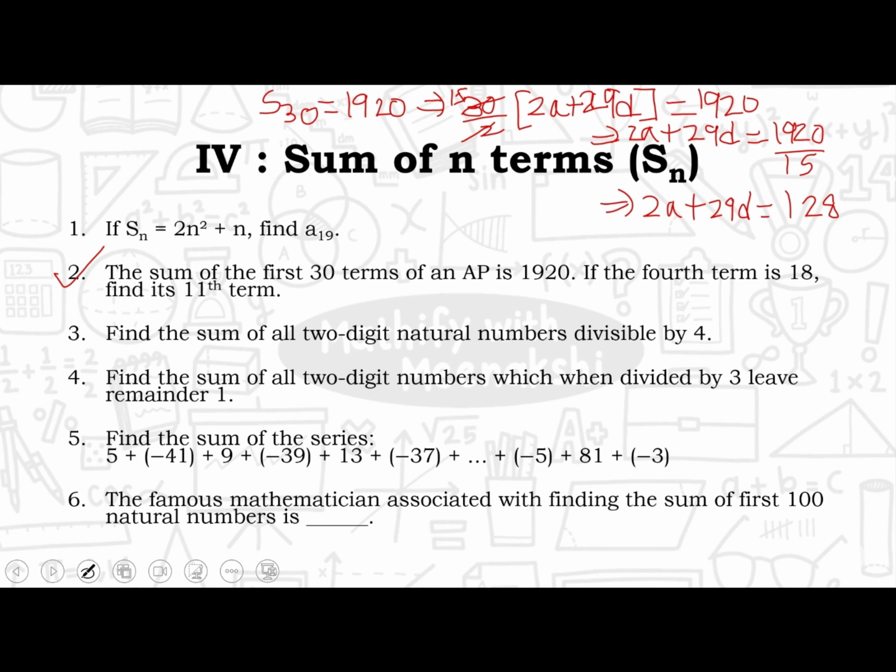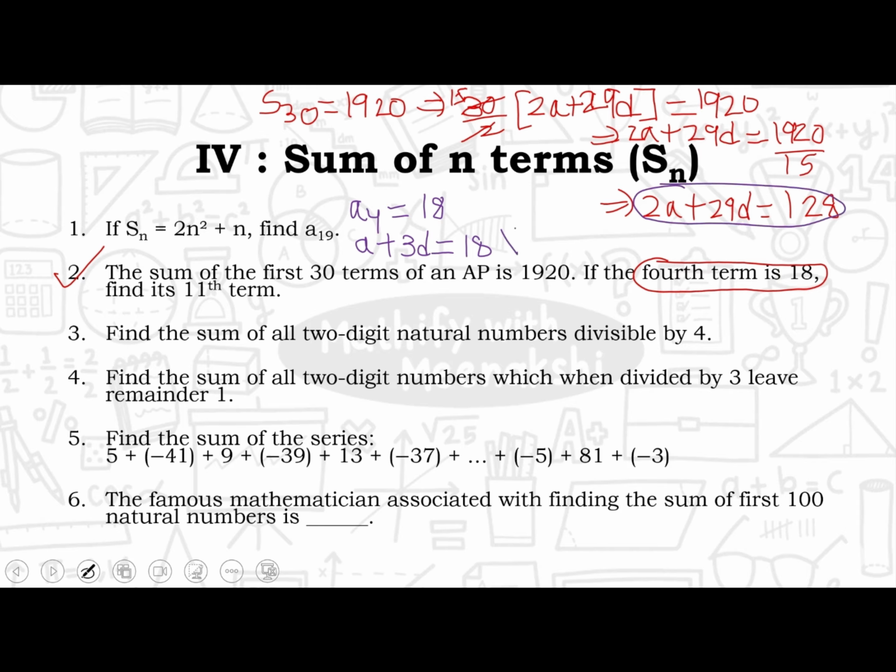Let's move to the next equation. It's given the fourth term is 18. So let's solve this. The fourth term is 18. That means A4 is given to you as 18. What is A4? That is a plus 3d is equal to 18. So now we have two equations. This is our first equation and this is our second equation.